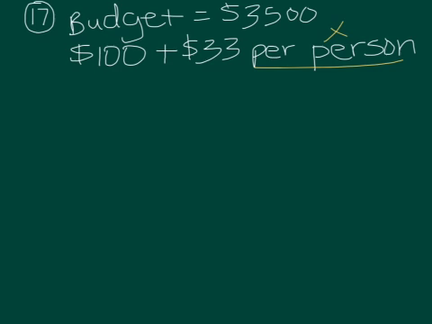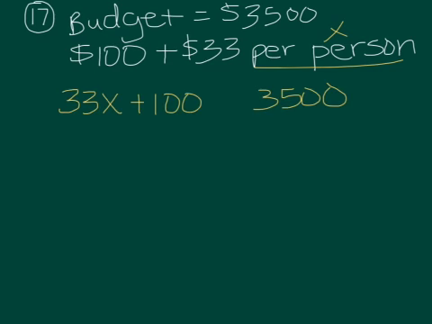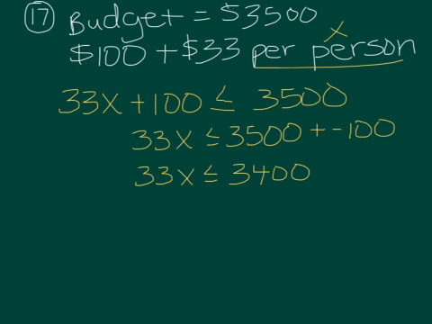So to set up my inequality, it would look like this. 33x plus 100, and then I've got to decide what inequality symbol to put between that and 3,500. Well, I know they can't spend more than 3,500 if that's their budget. So what they spend has to be less than or equal to 3,500. Then I'm just going to solve that. So I moved my 100 over and had 33x less than or equal to 3,500 plus negative 100. So 33x is less than or equal to 3,400.